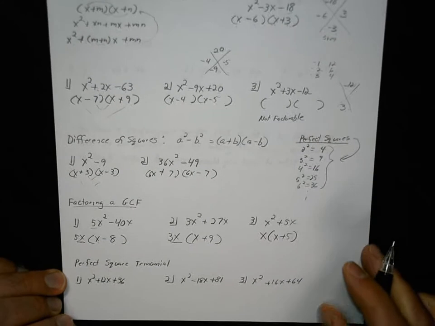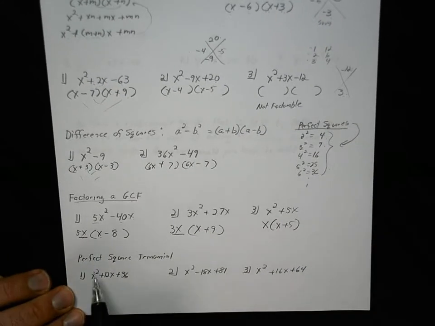Okay, so that's another special form. Perfect square trinomial is the last one. In that case, we have two perfect squares, and then the middle term actually adds up to the perfect square value of this term. So what do we square to get 36? 6. Okay, 6 plus 6 is 12. So if you notice that, it's a perfect square trinomial.